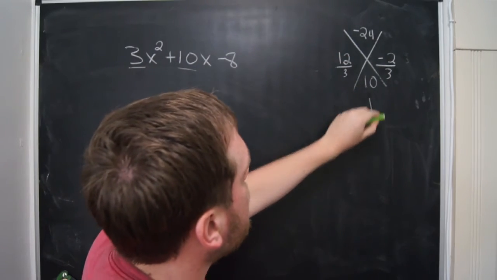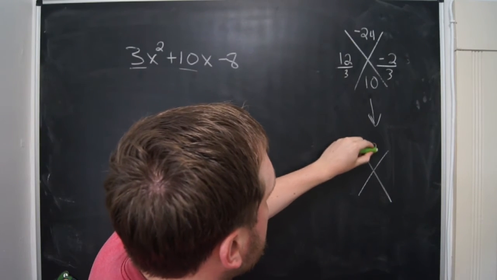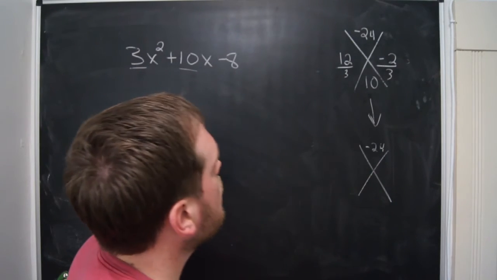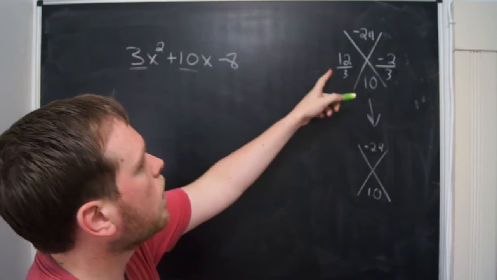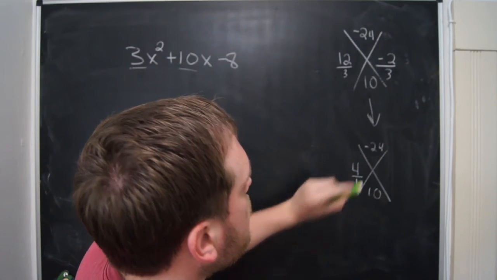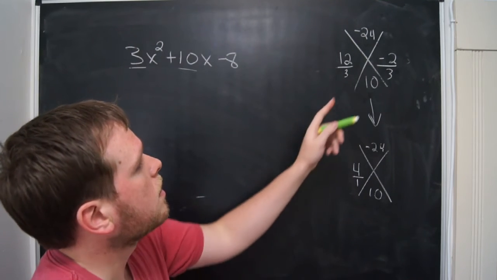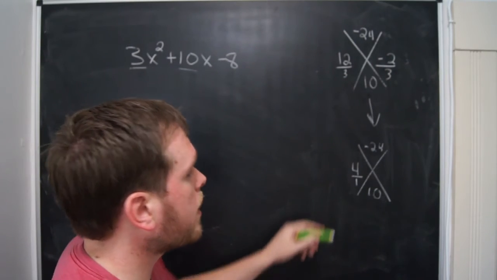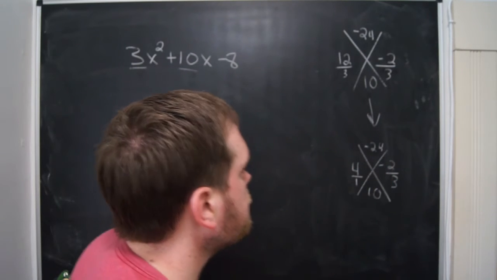So if I go down here and make another x, our top is still going to be negative 24. Our bottom is still going to be positive 10. 12 divided by 3 is 4. I'm going to say 4 over 1 in this case. You'll see why in a minute. And negative 2 over 3 is already in simplest form, so I'll just leave that as negative 2 over 3.